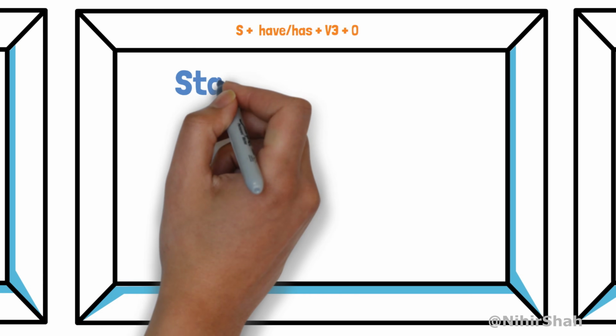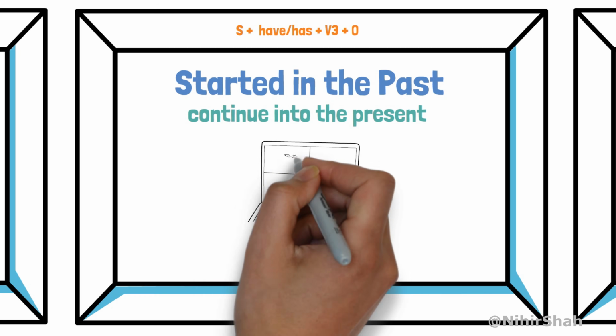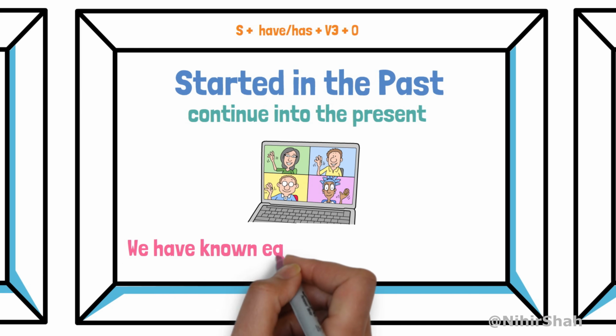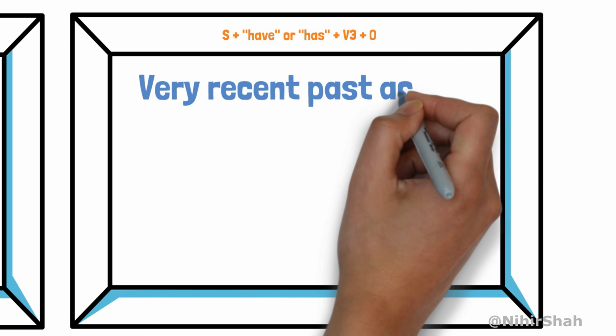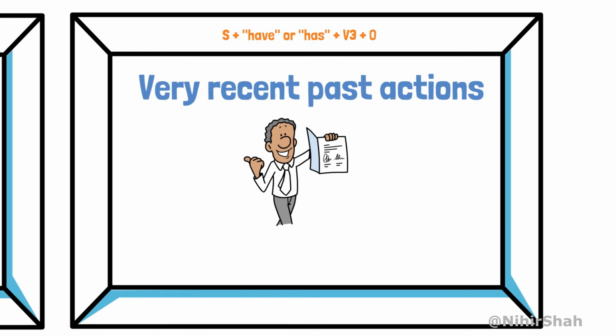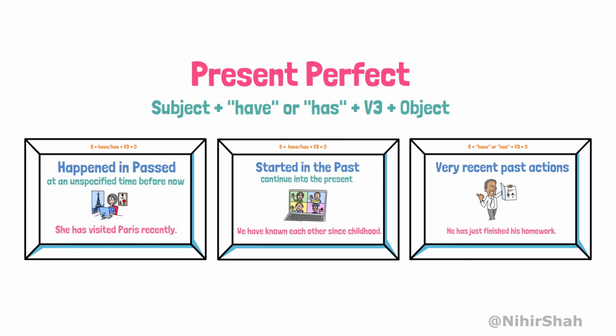Number 2, actions that started in the past and continue in the present. These are actions that began in the past and are still happening now. We have known each other since childhood. And number 3, very recent past actions. These are actions that have been completed very recently. He has just finished his homework. So, present perfect tense is used for actions happening at an unspecified time before now, actions that started in the past and still continue in the present, and very recent past actions.